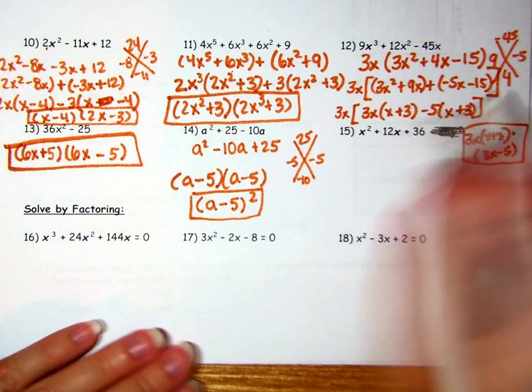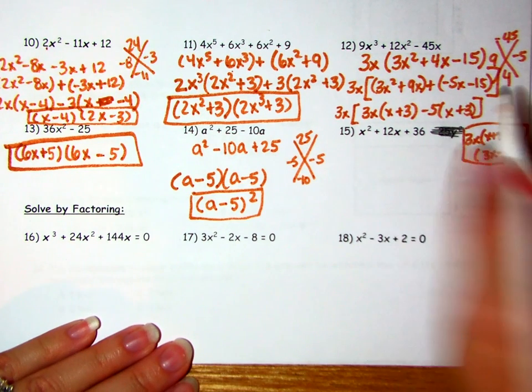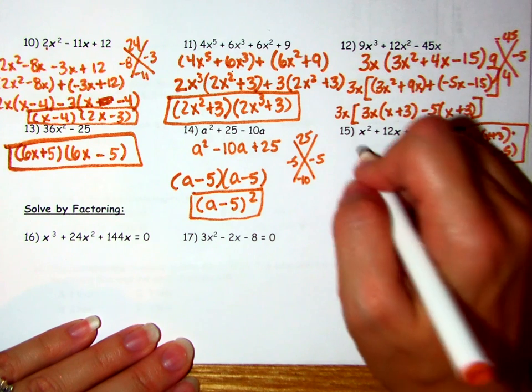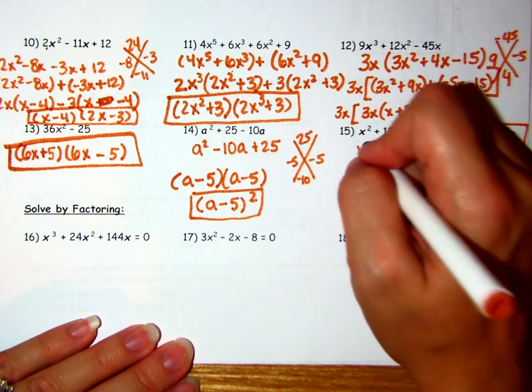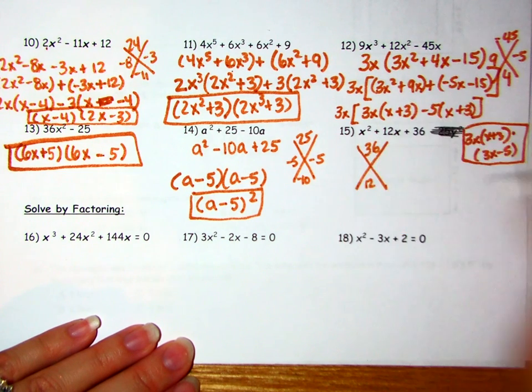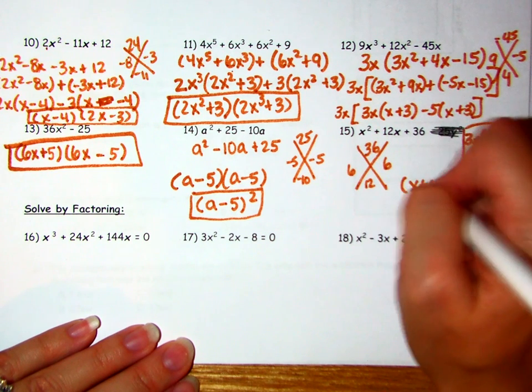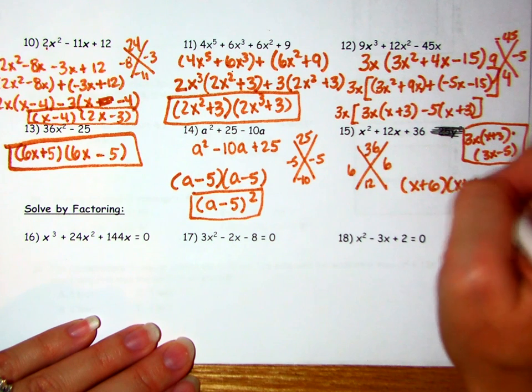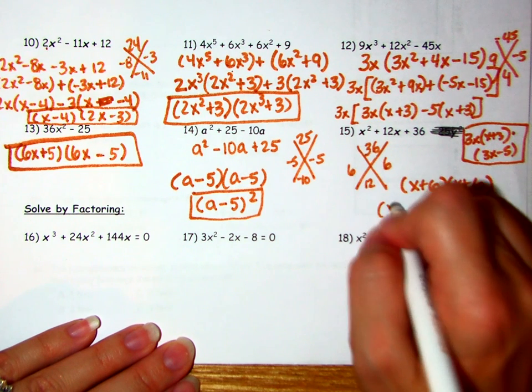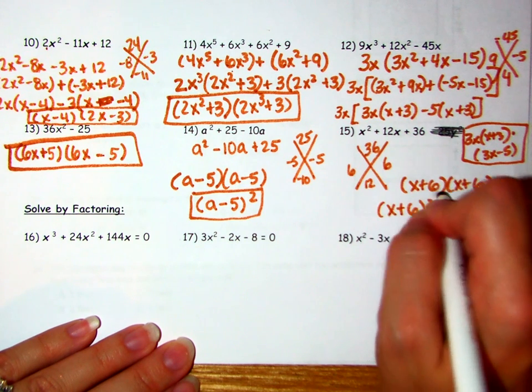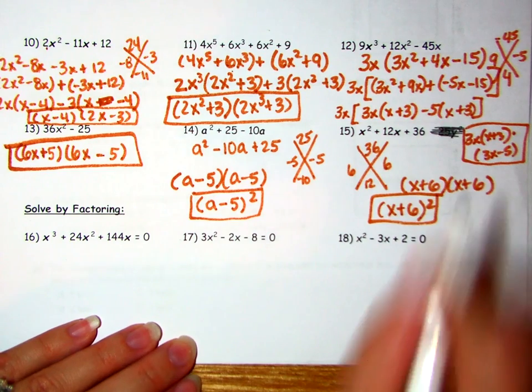On number 15, hopefully you crossed out that last little term, otherwise that would have made this prime. We've got our factor X here. 36 goes here, 12 goes here. So 6 times 6 is 36. 6 plus 6 is 12. So this would be like x plus 6 times x plus 6. Again, that's the same thing times itself. So we have x plus 6 squared should be our final answer.